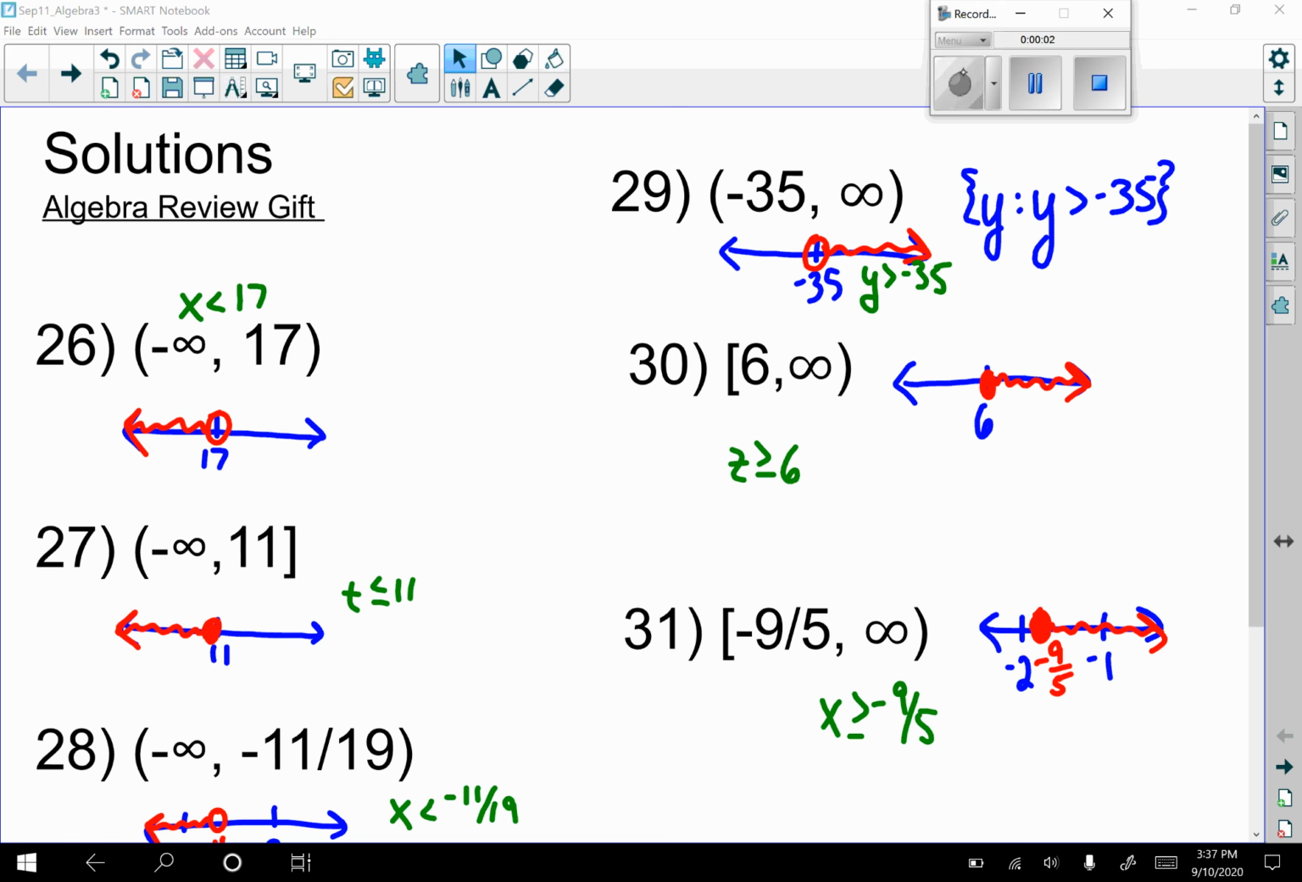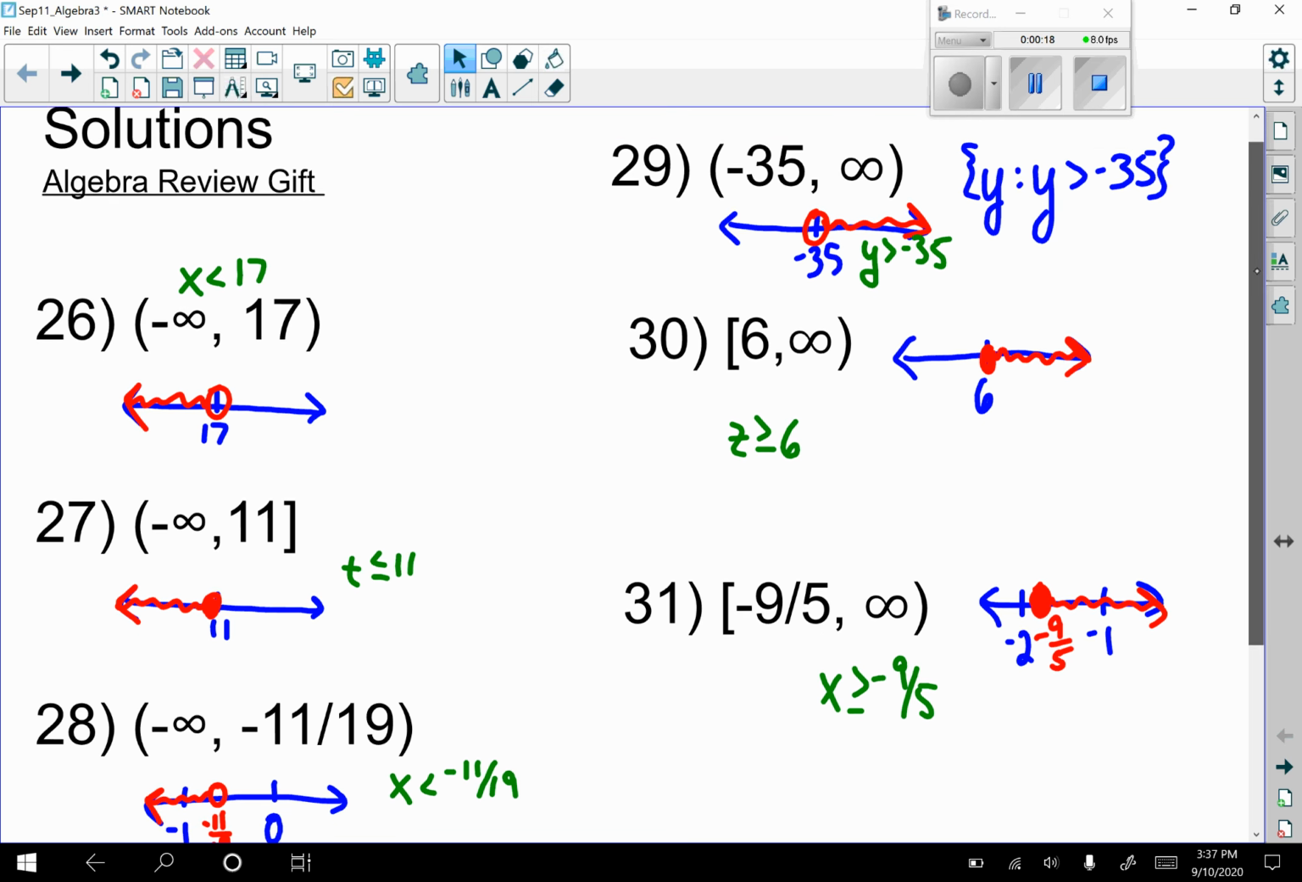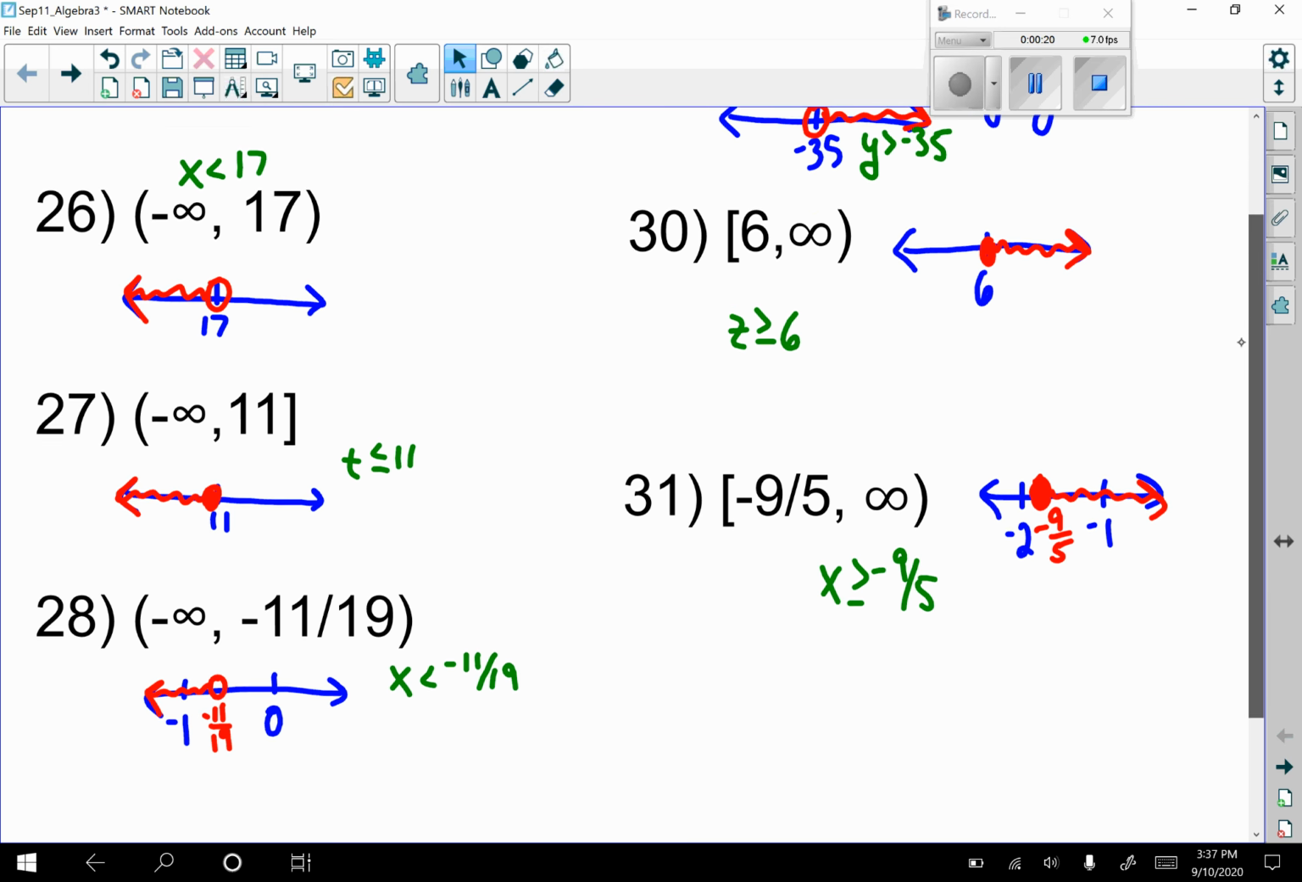Here are the solutions to the review for 26 through 34. What I have here is just the inequality that you would have come up with for the solution. I graphed it on a number line, and I also have interval notation. So slowly take a look at these, and I'll talk about each one here in a little bit.